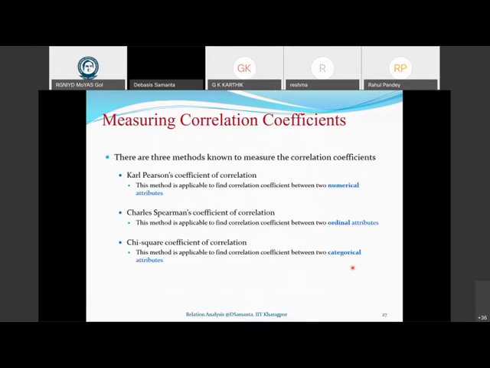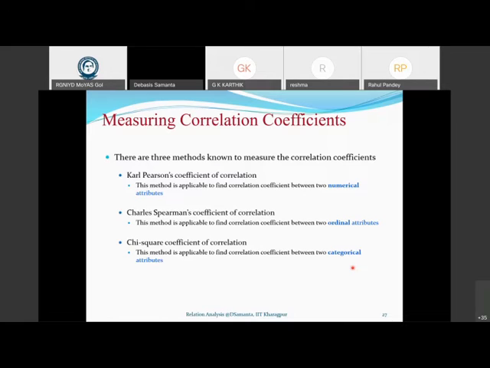Now, in order to measure the degree of correlation, or correlation analysis, there are three very popular methods. Although they are known in the field of statistics for a long time, maybe 100 years old, they are still equally applicable and very popular. The first is the Karl Pearson correlation analysis method. This method is applicable to find the correlation between numerical attributes. That means data A and B, two attributes are given which have a range of values that are only numbers.